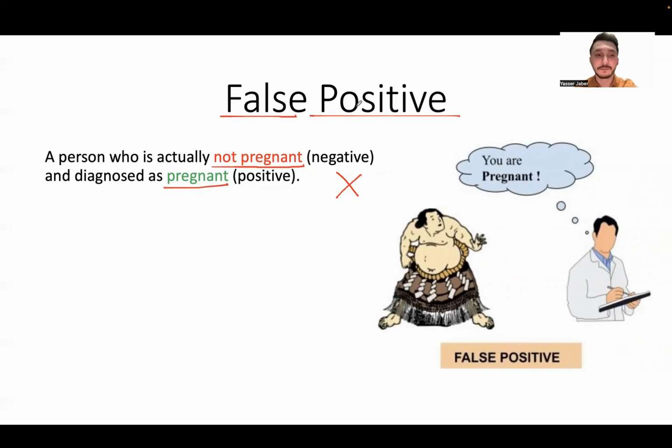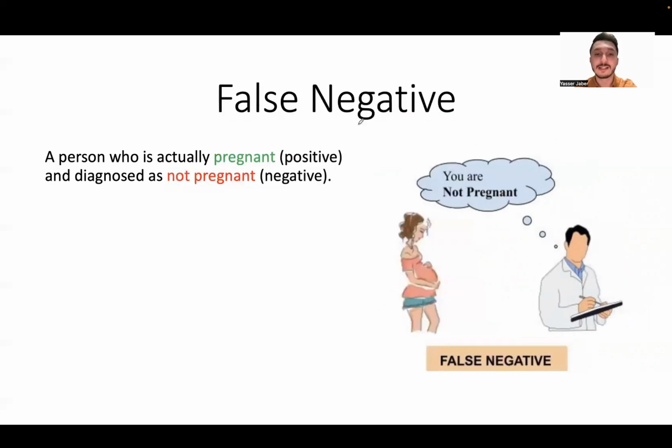And finally, we have false negative. This is when a person is actually pregnant and diagnosed by the doctor as not pregnant. So our model is falsely predicting negative for this specific case, which also we do not desire in our machine learning classifiers.